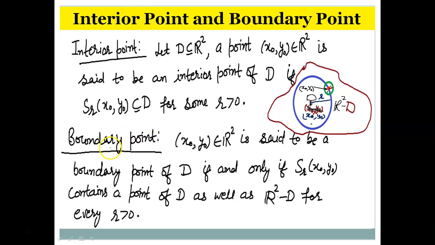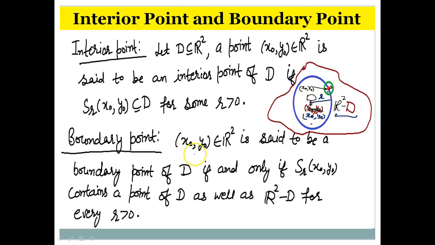Now, if we talk about the boundary point, I am striking out this point here, and I am keeping it here, (x naught, y naught). Now I am considering this part as D and the remaining part as R square minus D. In that situation, a point is here. We draw an open sphere centered at this point, and this sphere contains certain points from R square minus D and certain points from D, because we are assuming that this part is D. So this point will be called a boundary point.